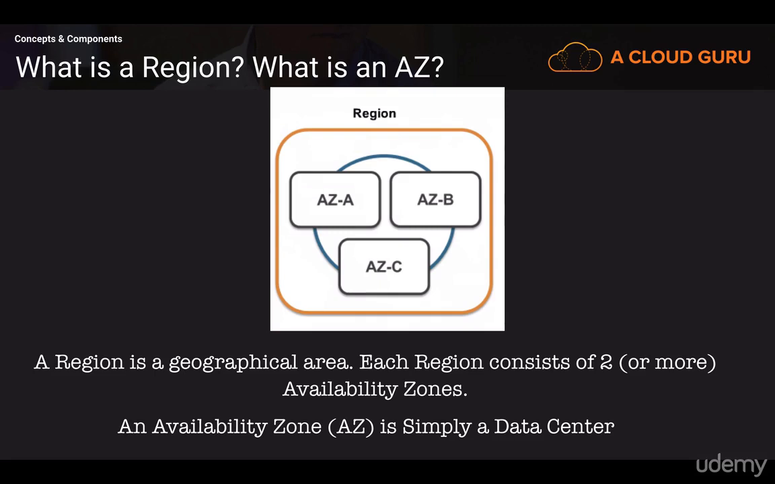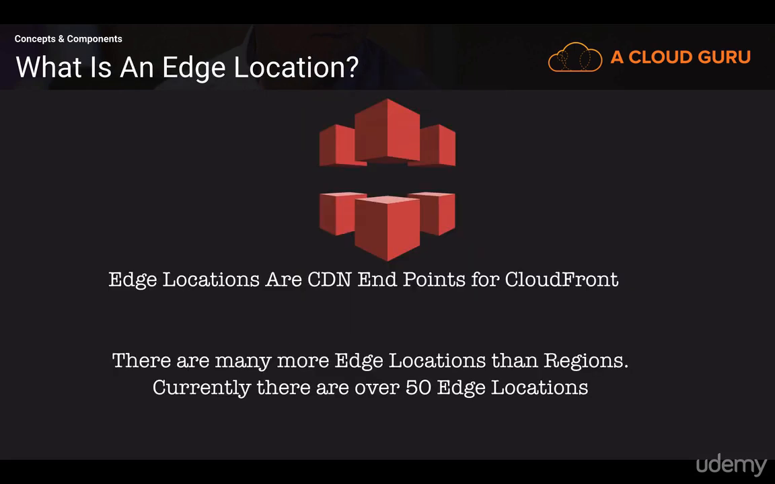So a region is just an area. It could be the UK, Germany, or Australia. It could be one of the regions in North America, like US East 1, US West 1, etc. Essentially it's a geographical area, and within each region you have availability zones, which are different data centers. You always have a minimum of 2 availability zones, but often you'll have a lot more. It really depends on the region that you're in.